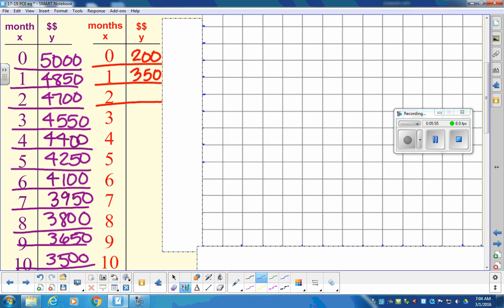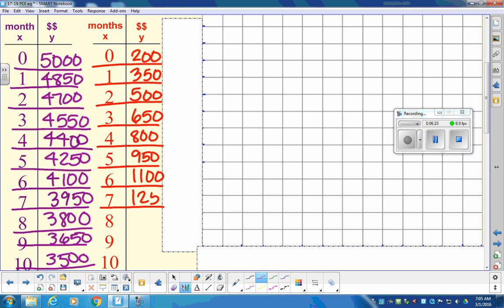350, you can use your calculator if you want. 350 plus 150 is 500. Keep adding 150 each time. 500 plus 150 is 650. 650 plus 150 is 800. 800 plus 150 is 950. 950 plus 150 is 1,100. 1,100 plus 150 is 1,250. 1,250 plus 150 is 1,400. 1,400 plus 150 is 1,550. 1,550 plus 150 is 1,700.